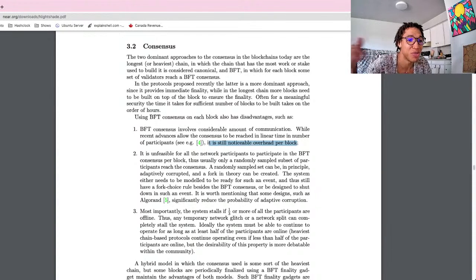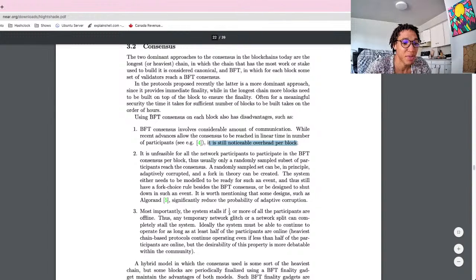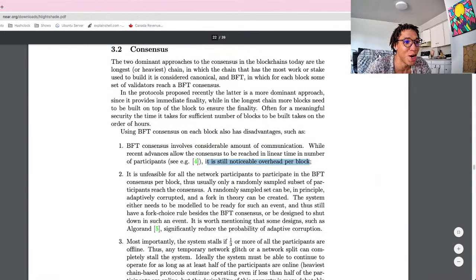Anyways, sorry. I think having the music on at the same time is distracting me. But anyways, there we go. Now I can see what I'm reading.